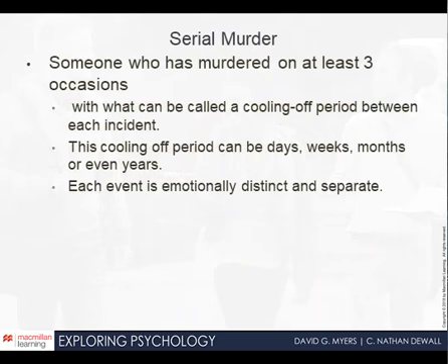And then we have the one that we hear most about, portrayed on movies, television shows, and documentaries: serial murder. Someone who has murdered on at least 3 occasions, with what can be called a cooling off period between each incident. This cooling off period can be days, weeks, months, or even years. Each event is emotionally distinct and separate.